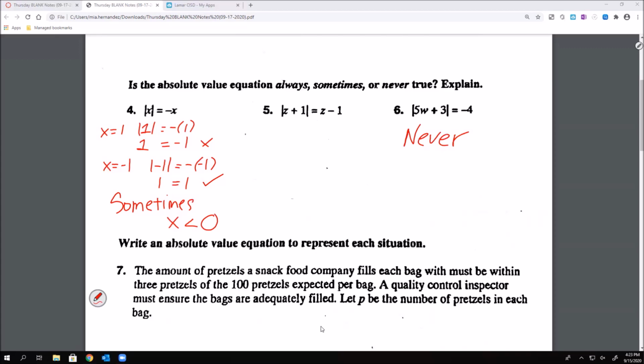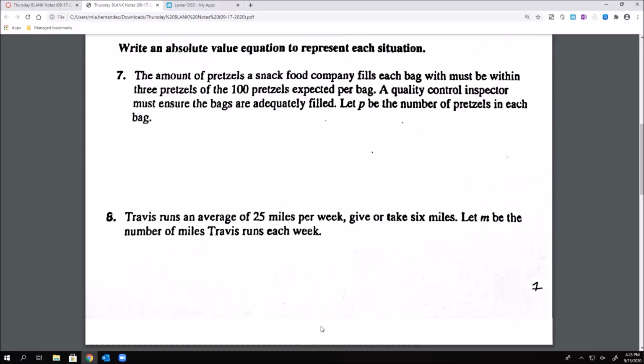Okay? Next, we're on to word problems, which are so much fun. The greatest thing in the world, word problems. So we're going to look at number 7, and I'll leave number 8 to you. Number 7 says the amount of pretzels a snack food company fills each bag with must be within 3 pretzels of the 100 pretzels expected per bag. A quality control inspector must ensure the bags are adequately filled. Let P be the number of pretzels in each bag.